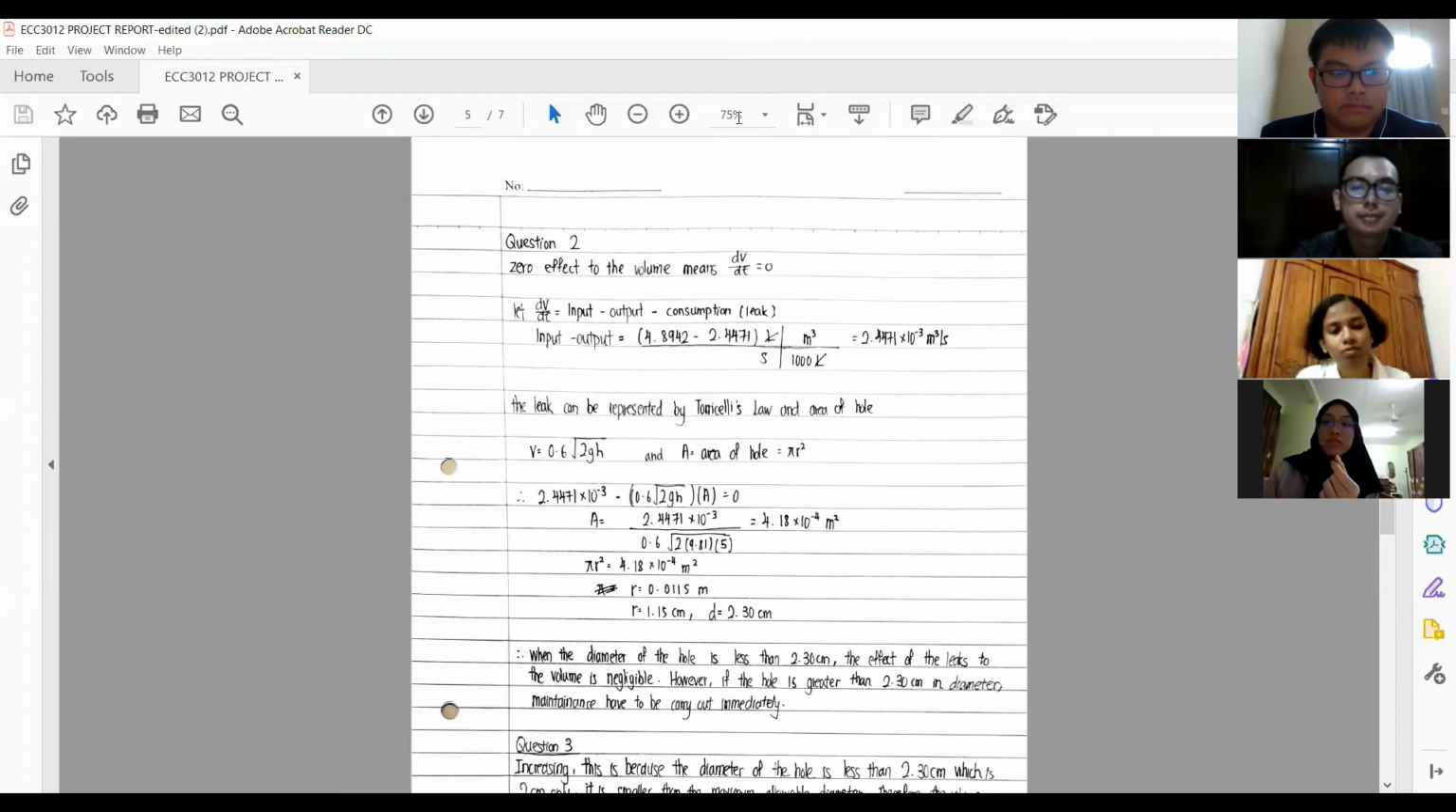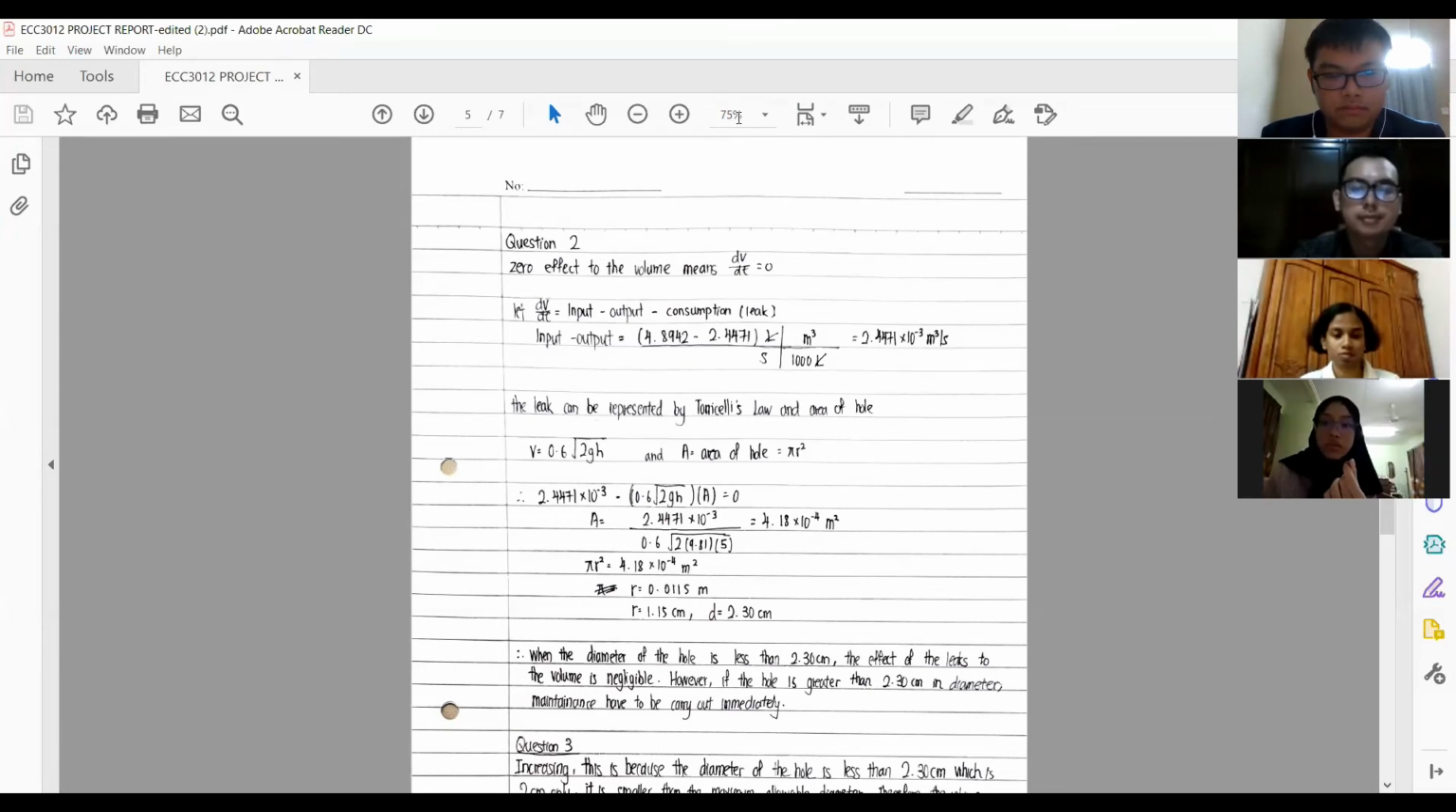Okay, so the velocity is 0.6 times the square root of 2 gravity and height, and then the area, this is a cylinder, so we use the area pi r square. And then we insert the values into the formula, which is input minus the output minus the consumption equal to 0, and then we try to find the area value.